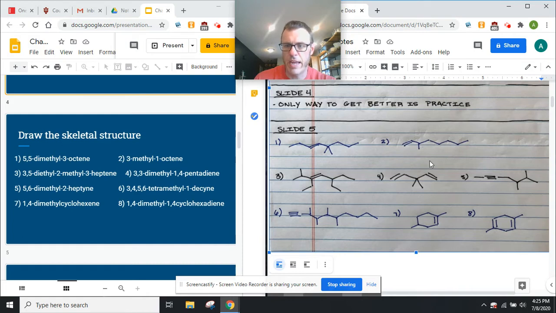3-methyl-1-octene. So 8 carbons in a row, 1 octene. So there's our double bond off number 1, and the third one has a methyl group. So something that looks like that. This is a little bit convoluted here for number 3.